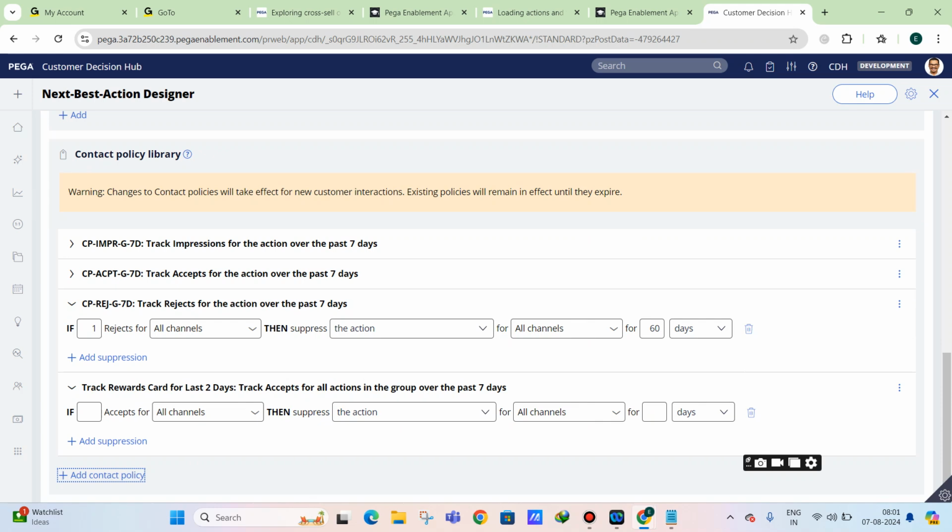So that is the reason I'm selecting here track the accepts for all the actions in the group. That means in my business group I have two actions, and I'm tracking the accepts for all the actions in that particular group.